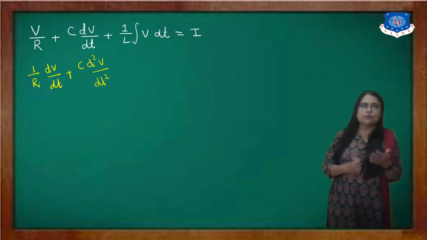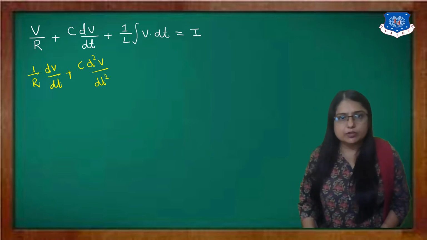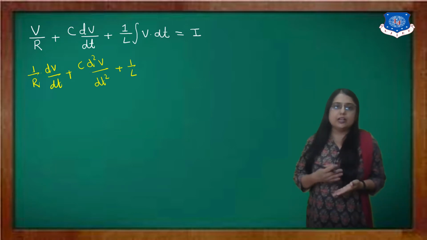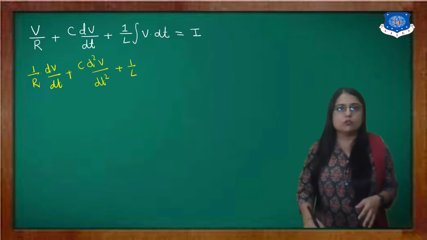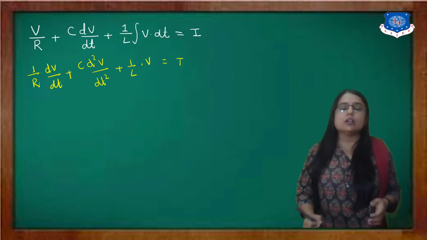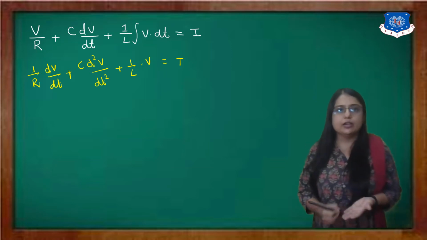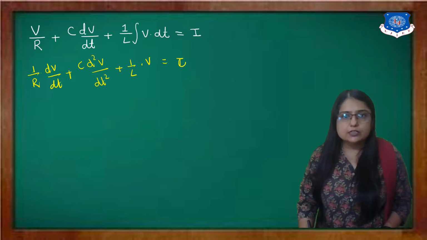Now again if you differentiate this thing, then you will get d square V by dt square plus 1 upon R. Integration and differentiation both are cancelled out. So what you get? Simple, you will get V. And that equals what? It's I. I is what? It's a constant. And when you differentiate the constant, what you get? The answer is 0.